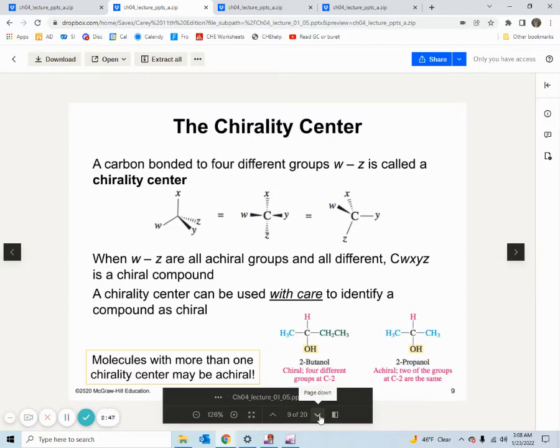Notice that some molecules with more than one chirality center may be achiral. Examples here include butanol, chiral with 4 different carbons at C2, but look at 2-propanol. 2 of the groups at C2 are the same, so it's achiral.